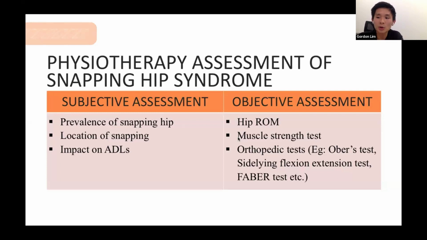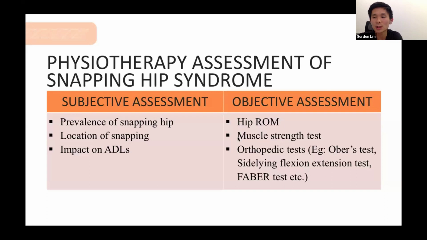Objective assessment will also include, for the suspicion of external snapping hip syndrome, the Ober test, a side-lying flexion extension test. A Faber test can also be used. For the suspicion of internal snapping hip syndrome, the Thomas test and iliopsoas stress test can be used.